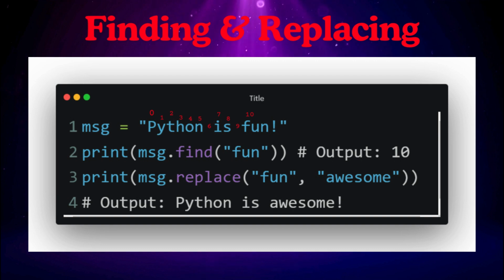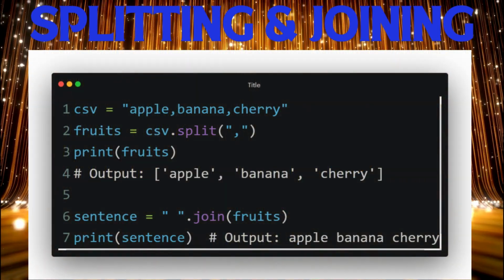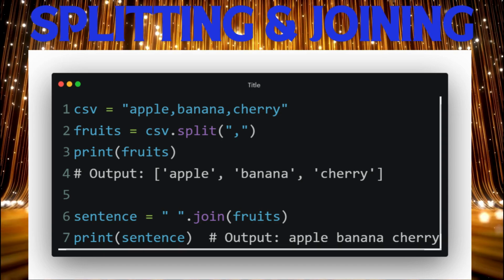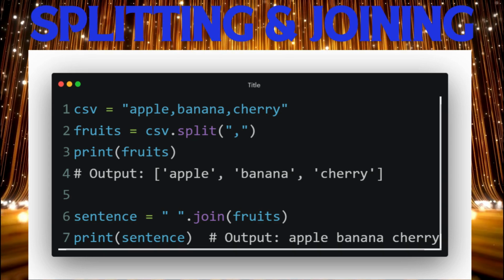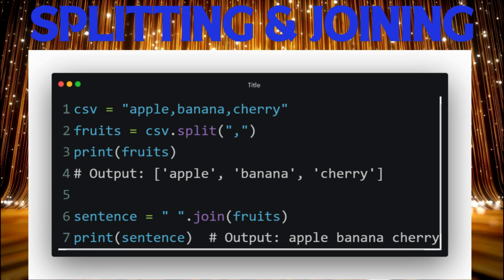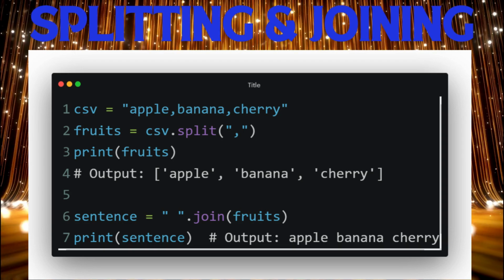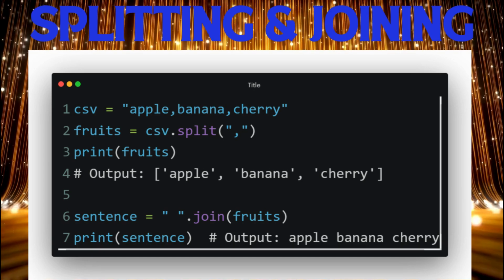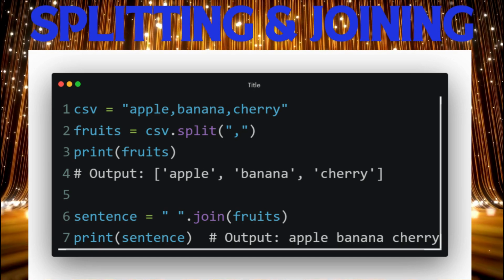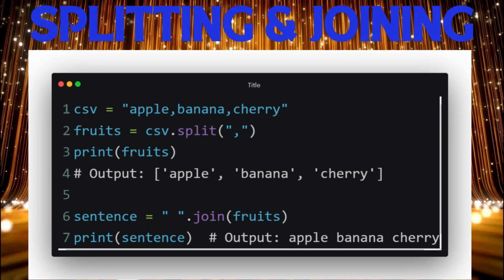The final general operation in string gymnastics is splitting and joining. In this case, you can see we have a CSV string, apple, banana, cherry, separated by commas. Then we have fruits equals csv.split(), where we use the split function to split the string on the comma. Wherever we find a comma, we split the string there and start a new string. So when we print fruits, the output is a list of apple, banana, and cherry strings separate from each other. Similarly, we can use the .join function.